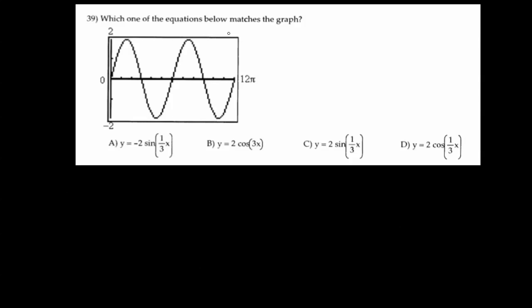Which one of the equations below matches the graph? This is a very similar question to what we did initially. You're given a graph and you've been given the maximum and the minimum. This is your graph here, and you're given 4 options. So you want to find which of these options matches the graph.